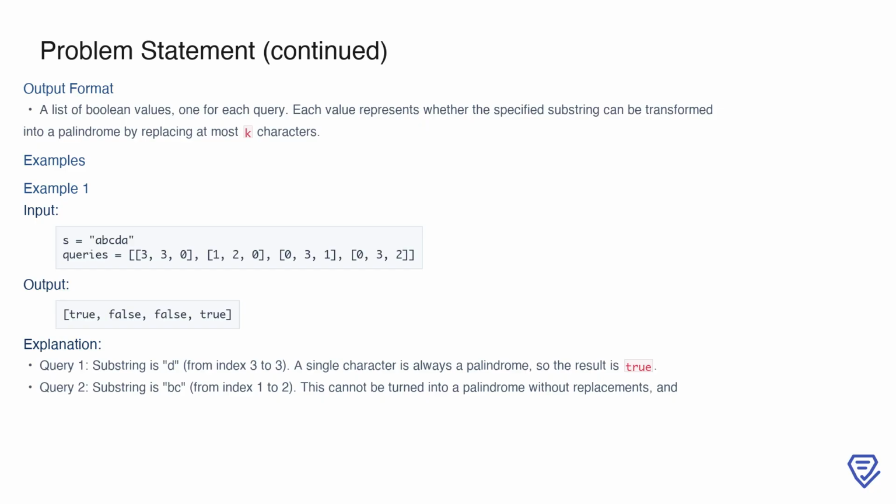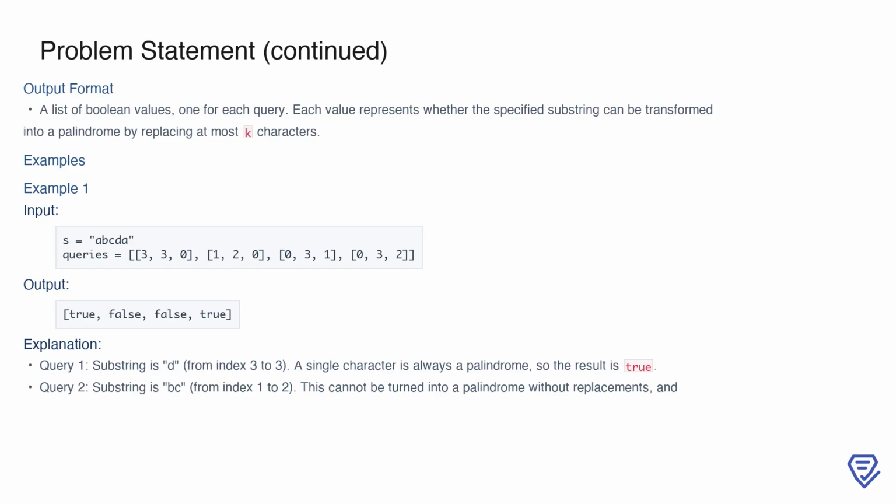Let's look at some examples to illustrate this. In the first example, the input string is S equals ABCDA and the queries are [3, 3, 0], [1, 2, 0], [0, 3, 1], [0, 3, 2]. For the first query, the substring is D, which is a single character. Since a single character is always a palindrome, the result is true. For the second query, the substring is BC. This cannot be turned into a palindrome without replacements, and since k equals 0, no changes are allowed, so the result is false.